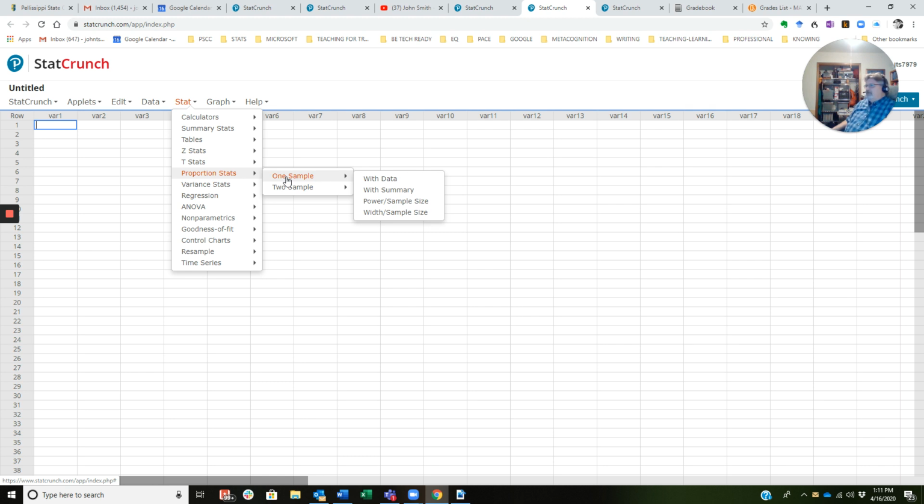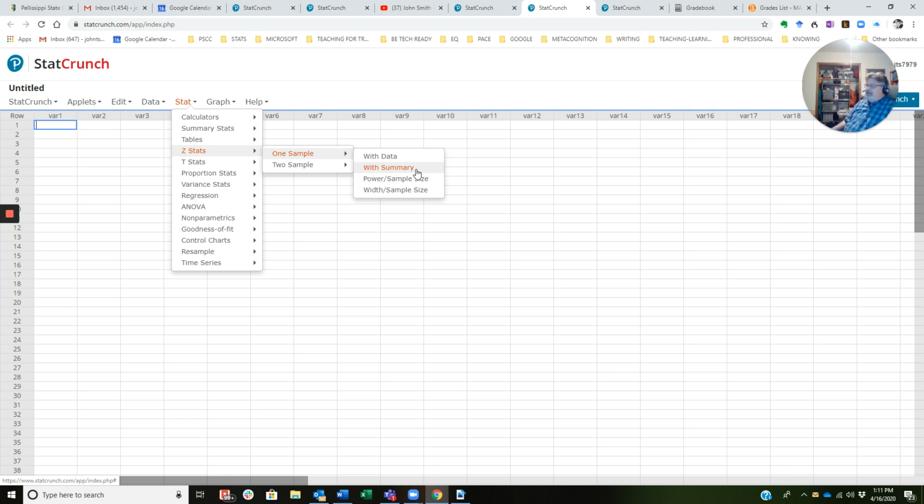Now, over here, and we'll go back to Z stats, most of the questions will be with a summary. We can find margins of error and sample sizes using the width sample size down here. We will not use the power sample size. And there's one question in the homework and one question on the test where you'll need to learn how to do this when you have the data rather than the summary.